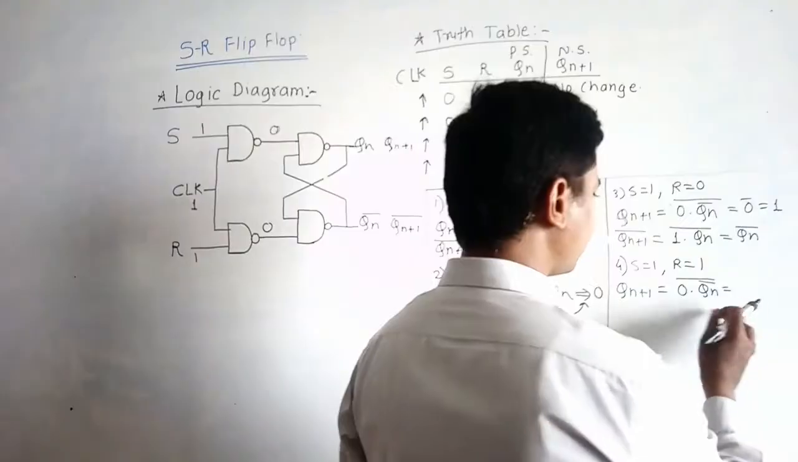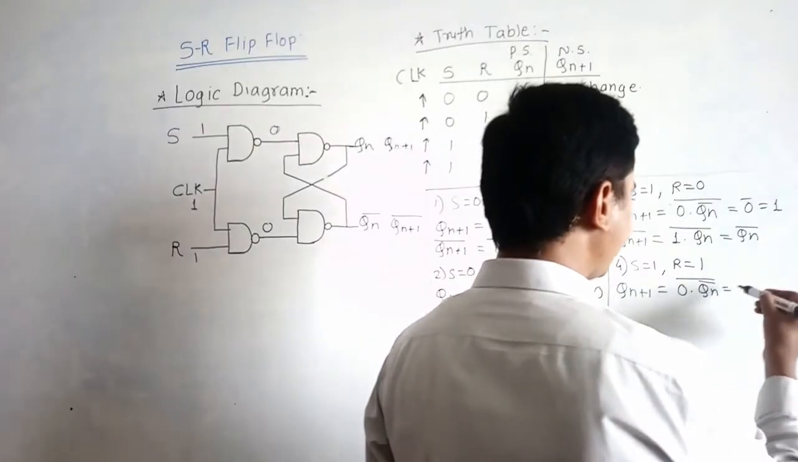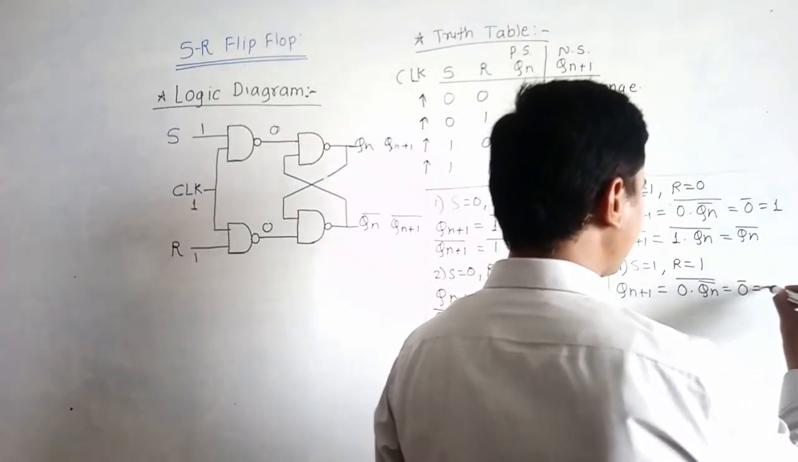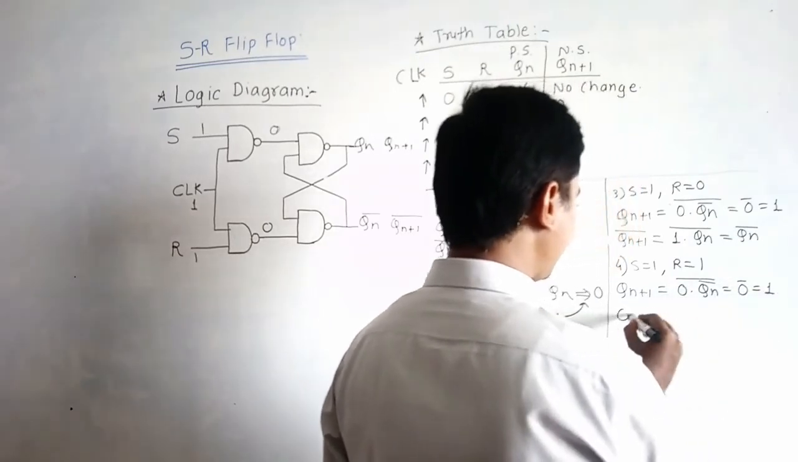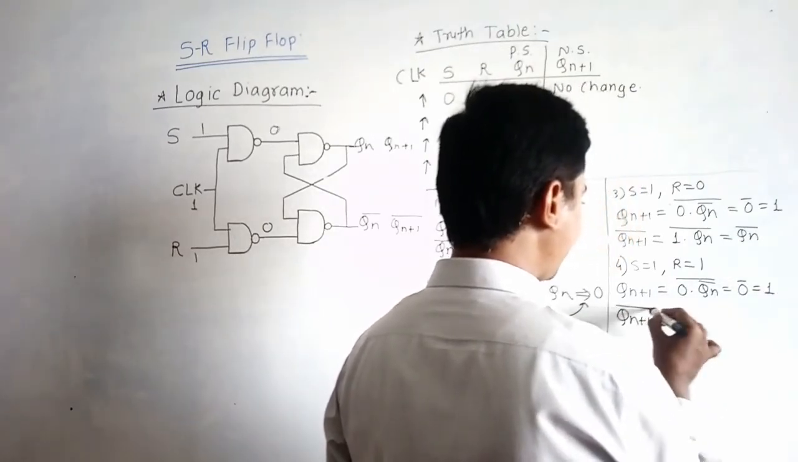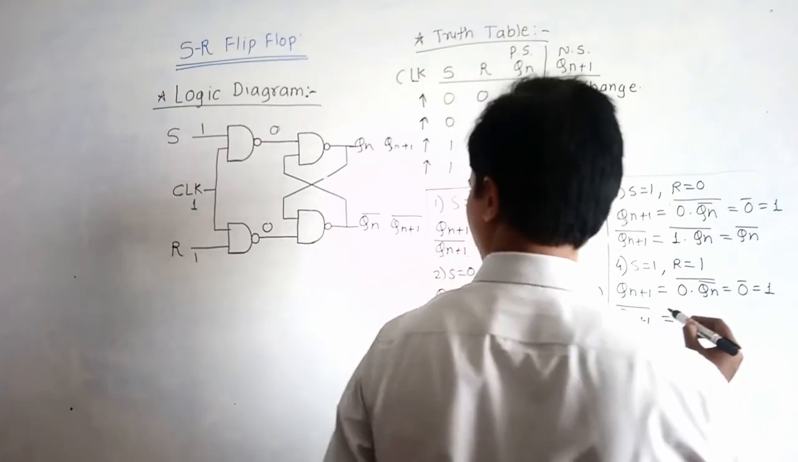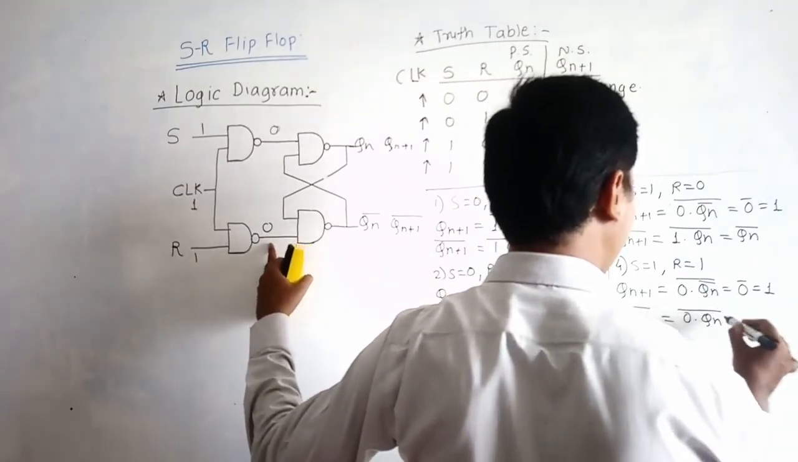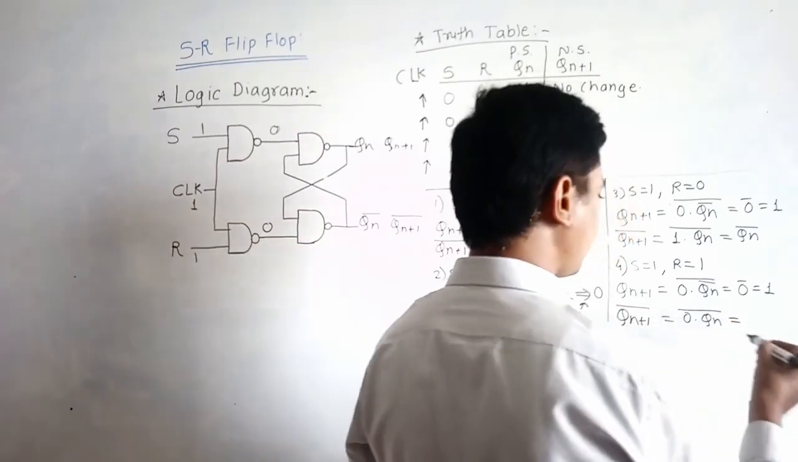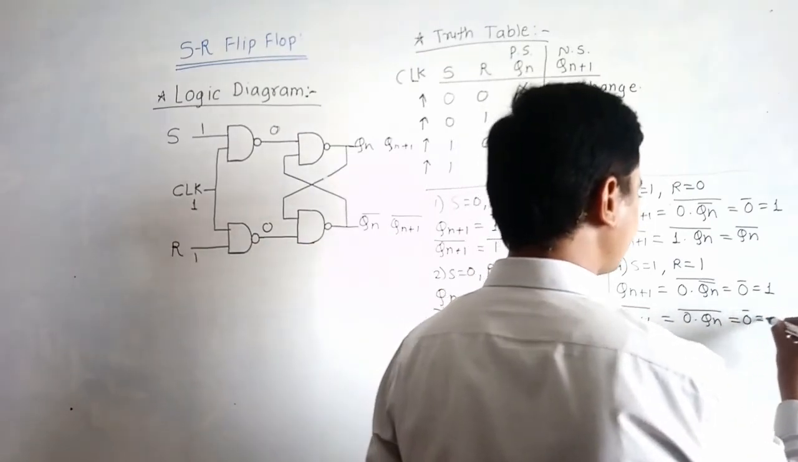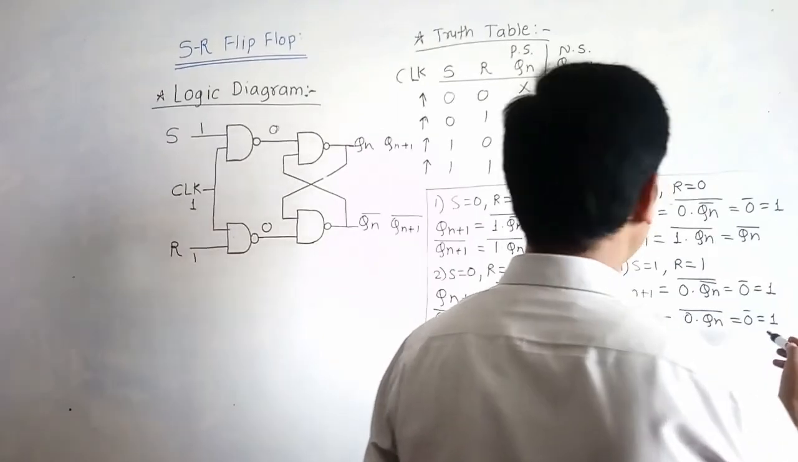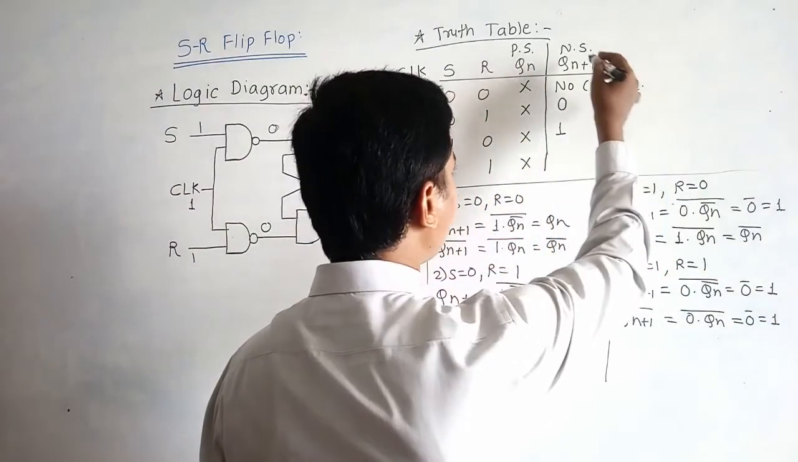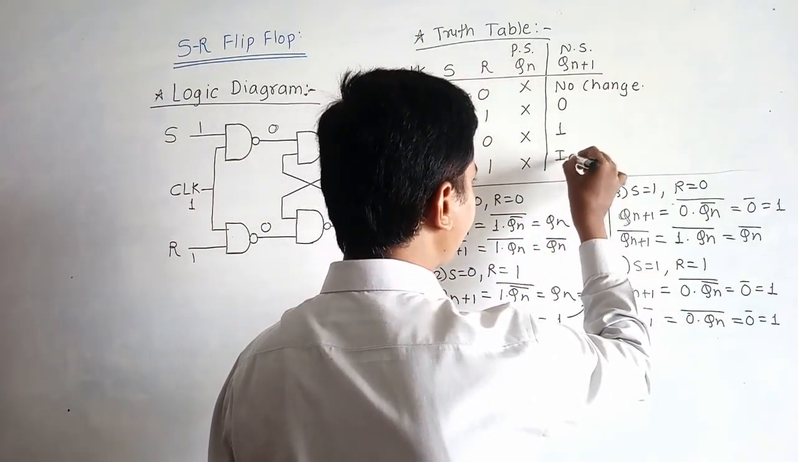Okay, now 0 NAND with Qn bar, that means to obtain Qn+1, (0 dot Qn bar) whole bar is equal to, so 0 into anything is 0, 0 bar is equal to 1, and Qn+1 whole bar is equal to (0 dot Qn) whole bar. So 0 dot anything is 0, so 0 bar equal to 1. Okay, so here in this case the Qn+1 will be indeterminate.